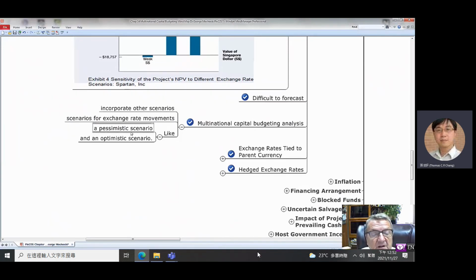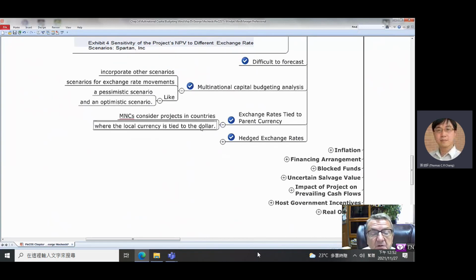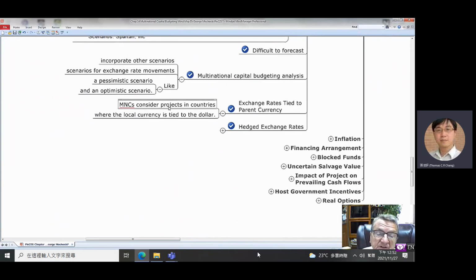Incorporate other scenarios, the pessimistic scenario and the scenario you like. So you're looking at that. Which is the better scenario if this happens? So you're making some determination. Exchange rate tied to the parent currency. MNCs consider projects in other currencies where the local currency is tied to the dollar. Remember, it depends on the currency. If it's tied to the dollar, it has a different strategy I have to look at. Okay, hedge on the exchange rate.